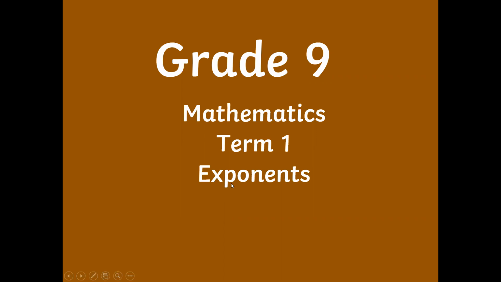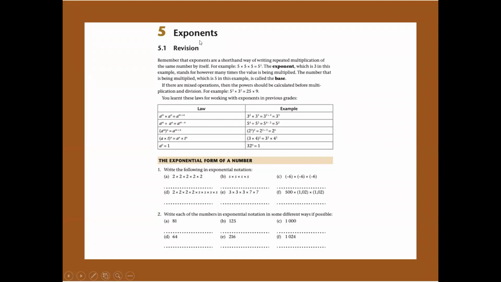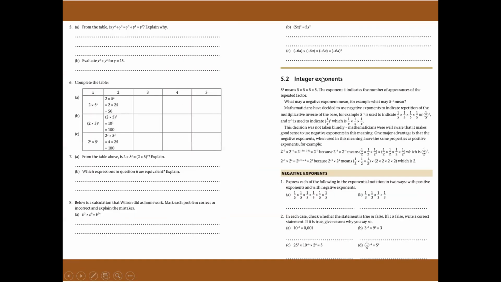Continuing with exponents, where we already did the first part, which was just a revision from last year, today we are going to be doing the integer exponents. We've already seen that 5 to the power of 4 means 5 times 5 times 5 times 5. So that 4 indicates how many times 5 is repeated. But now you can also have a negative exponent. So instead of 4, you have negative 4.